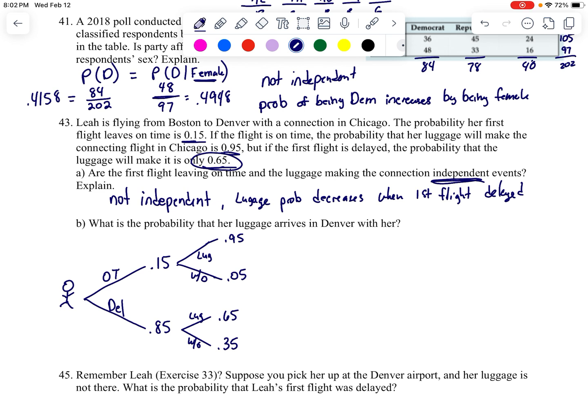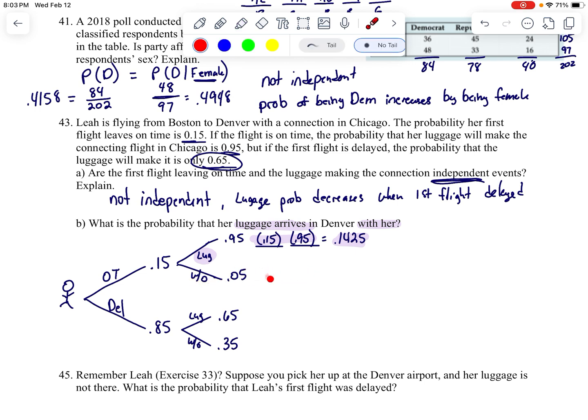So what happens in a probability tree? We just multiply along the branches. So I know that the probability of leaving on time and getting her luggage is going to be the product of 15 and 95. So I just have to multiply those together, and that's going to give me 1425. Now, I don't necessarily want to do the whole tree, because in this case I don't have to. I want to know the probability that her luggage arrives with her. So in this particular outcome, I get luggage. So that means I'm going to want 1425.